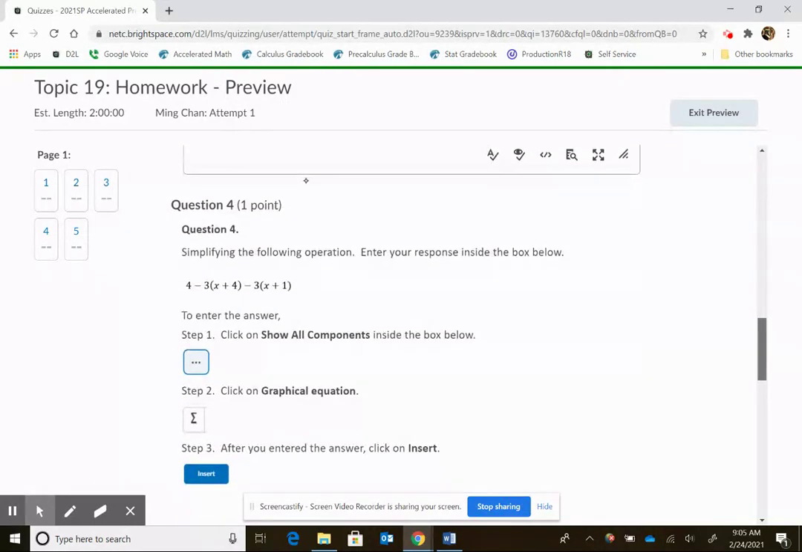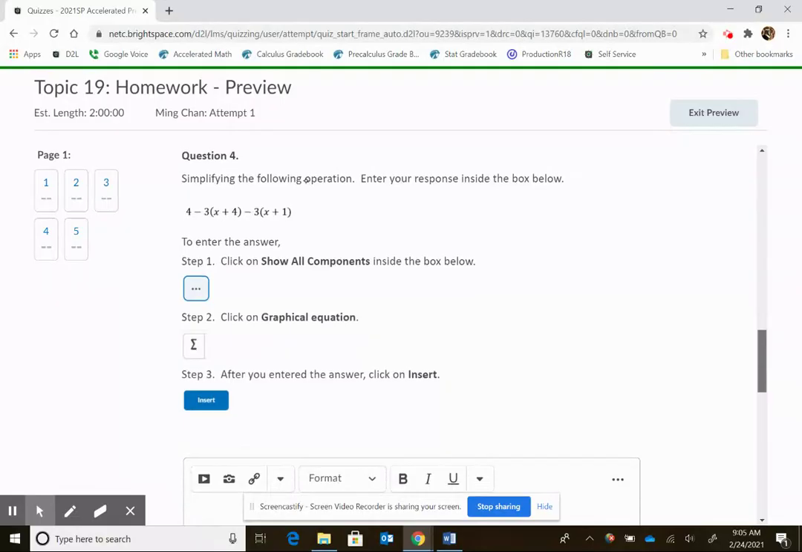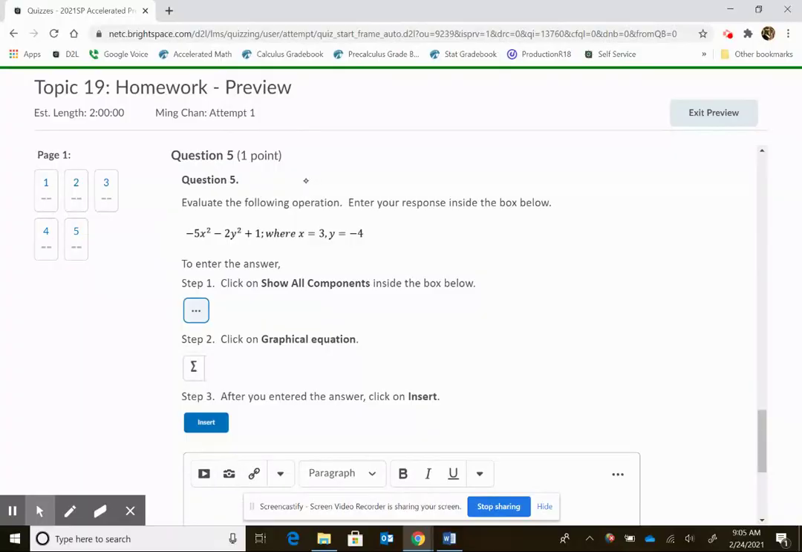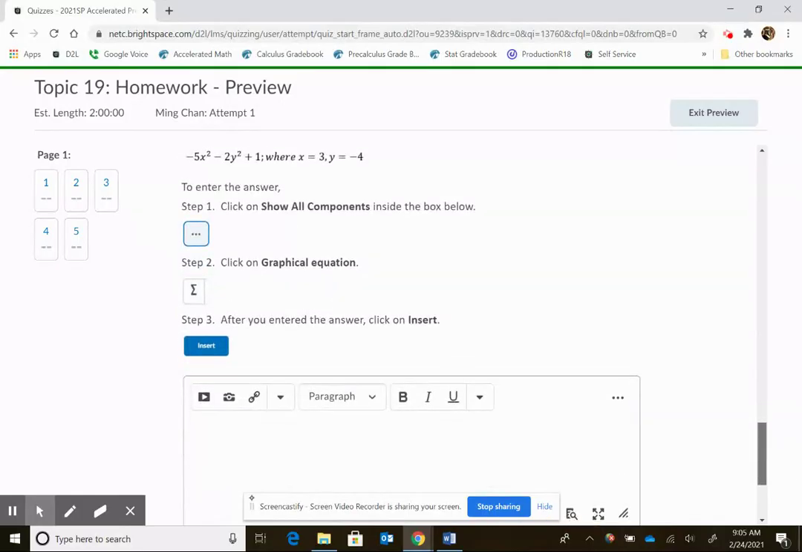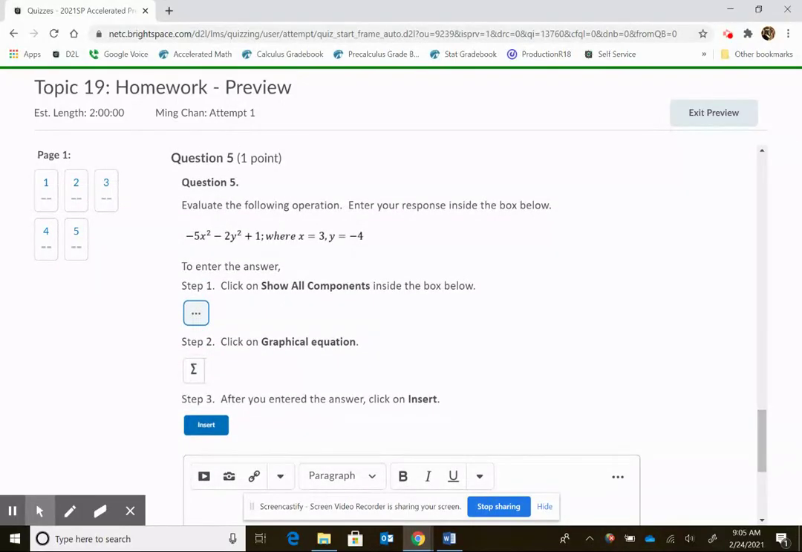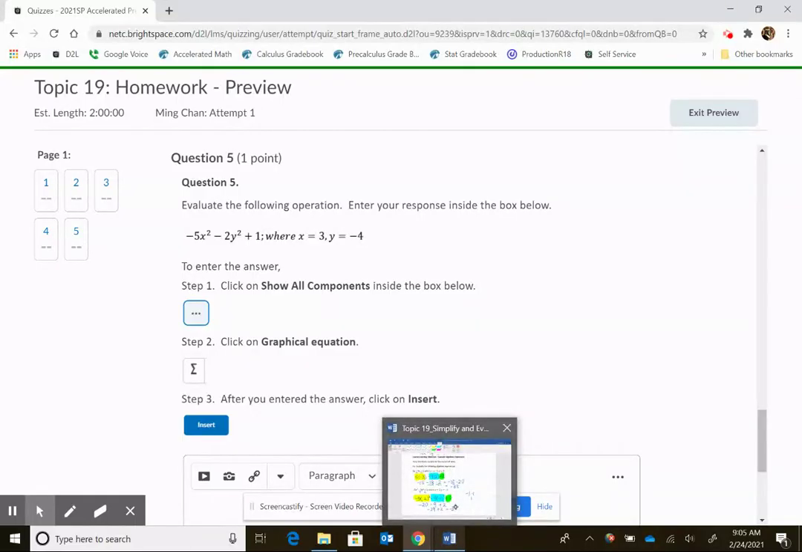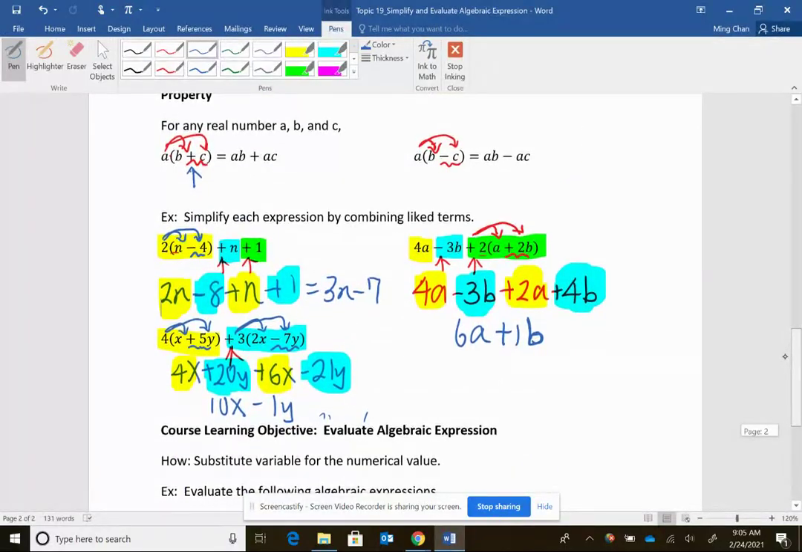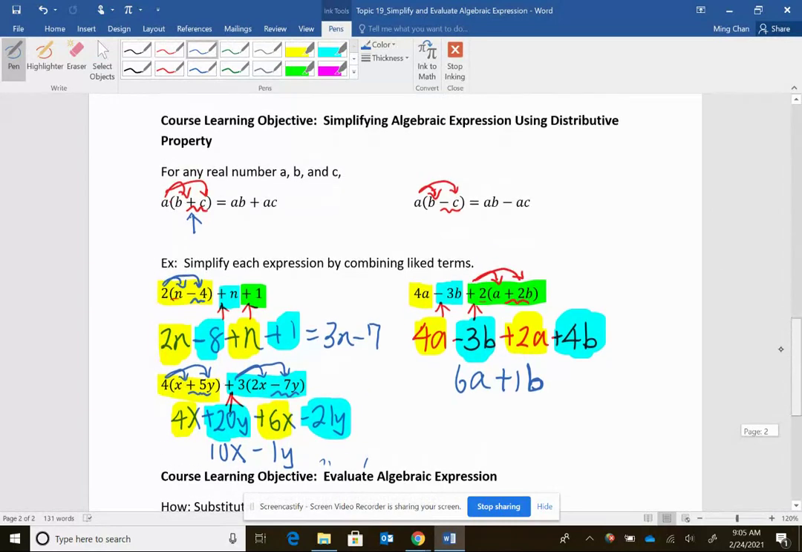All right. So this one, simplifying this expression and enter your answers. Okay. And this is evaluating. So you just enter your final answer here using the 3 steps, just like we did. So just real quick, showing you how to simplify algebraic expressions by combining like terms and using the distributive property to bring out the terms outside the parentheses so we can actually combine them.